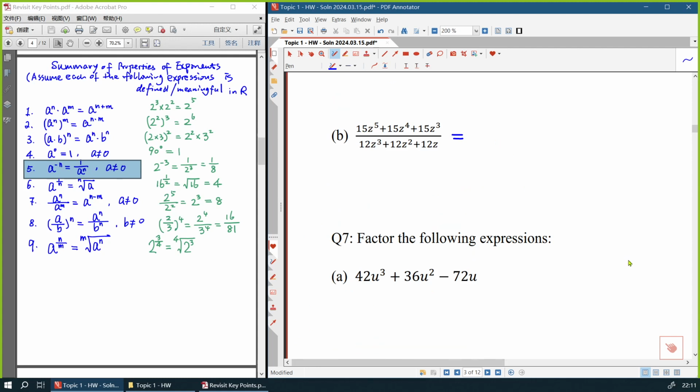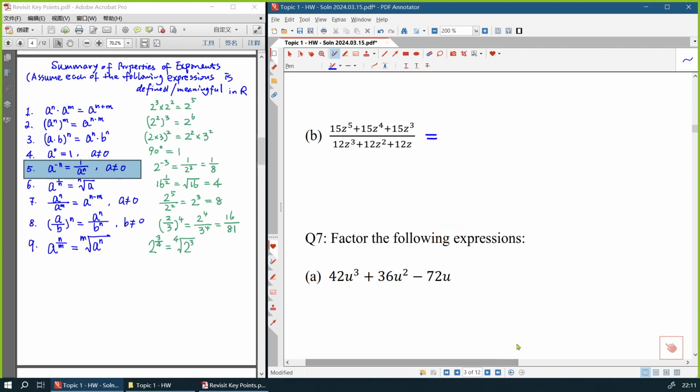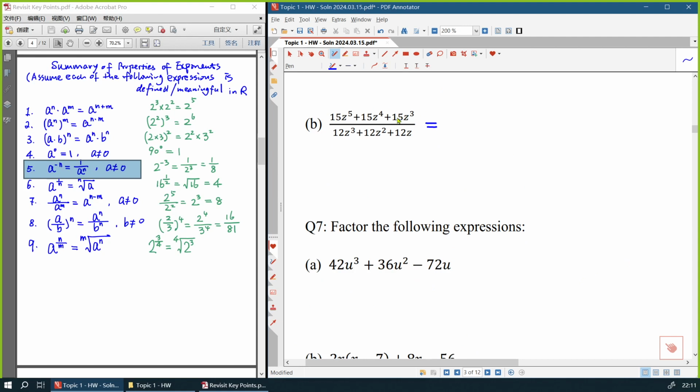Okay, first of all, we can factorize both the numerator and denominator. Note that for the numerator, we can put the z cubed in front, right? Of course, you can also put 15 in front. Then what's left in the parentheses is z squared plus z plus 1, right? Can you follow me? Sunny, can you follow me?